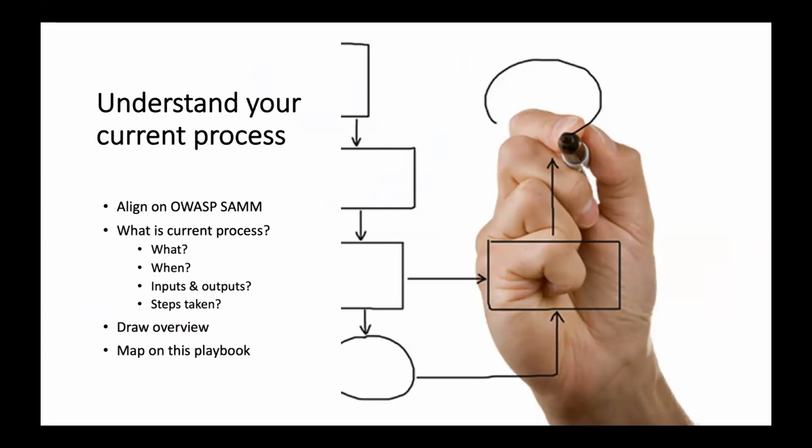What's important for threat modeling is that you identify what you're doing. What are you doing? When are you doing it? What are the typical inputs, outputs? What are the steps? Draw that as an overview of what your current process is and map that on this playbook and see where your gaps are. Possibly you're even doing other things that are not in the playbook and that you think are really valuable. Those are the things we would like to find out. So if you have those, please let us know, and we can consider them for a next iteration of the threat modeling playbook.